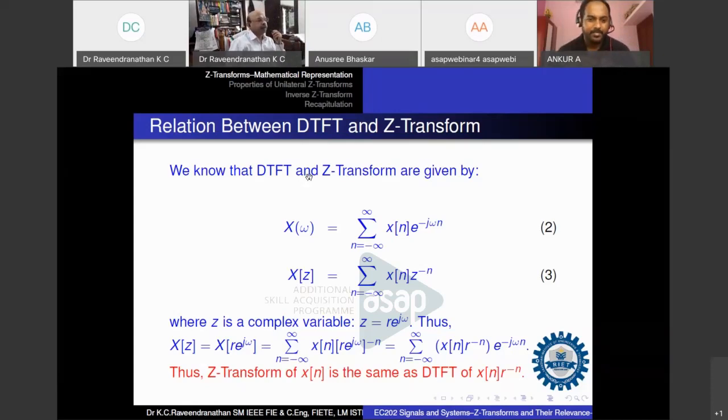Okay, sir. So Z is a complex variable, as I said earlier. Z is represented as r into e raised to j omega, and r is the radius vector and omega is the angle.